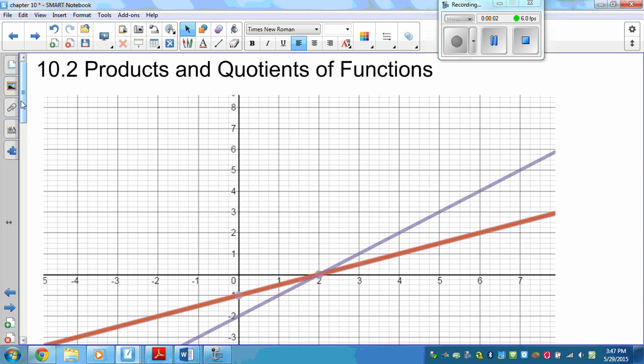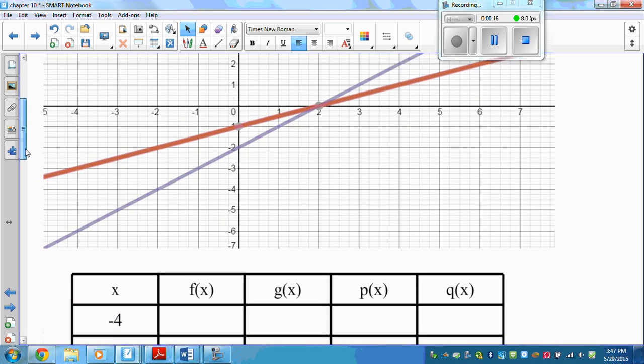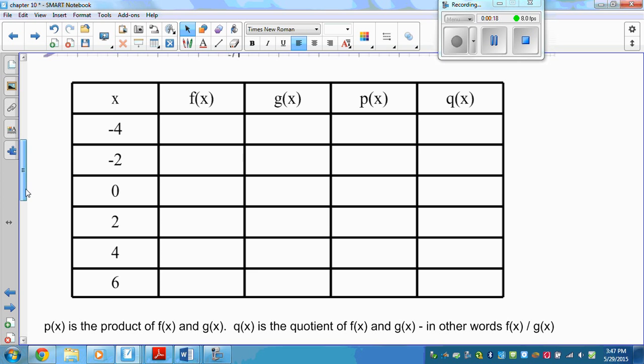Section 10.2, products and quotients of functions. So you need your yellow sheet so you can see your graph, pretty big. And your task before class, there's a couple video examples I'm going to do later, but your major task is to fill out this table.